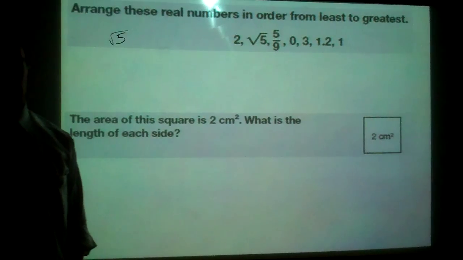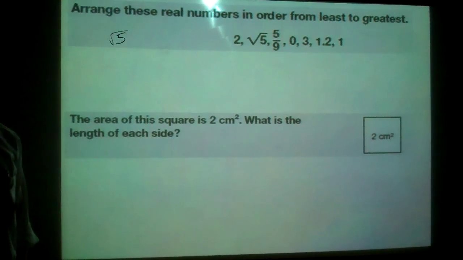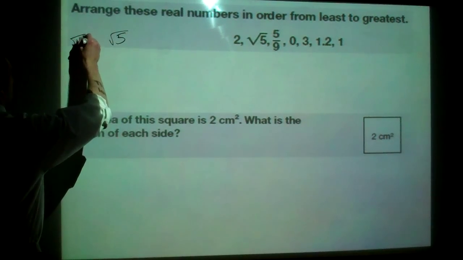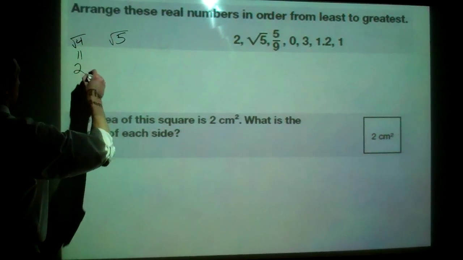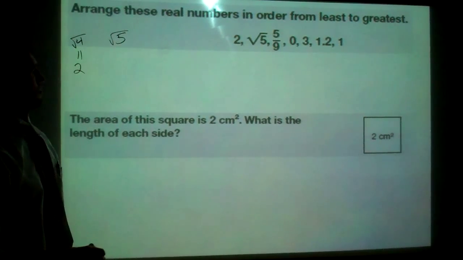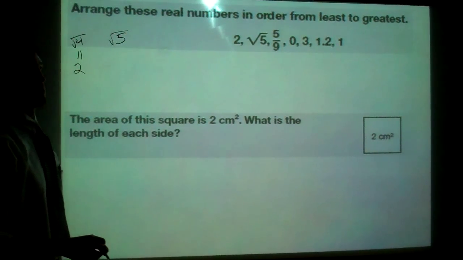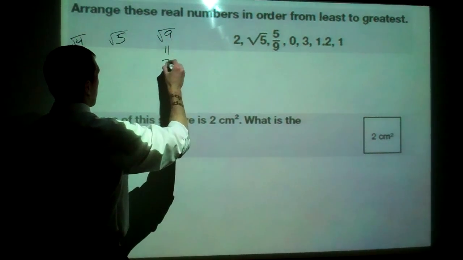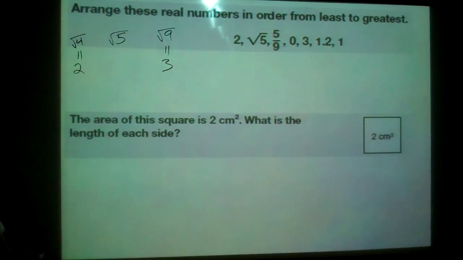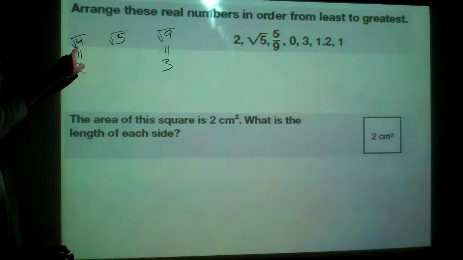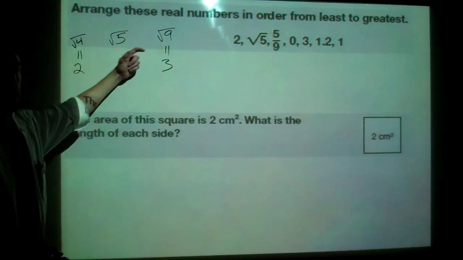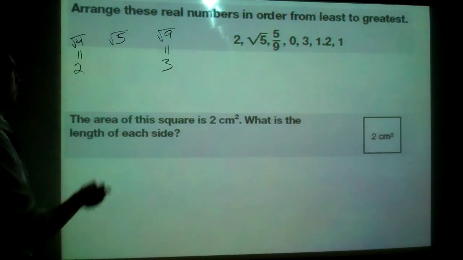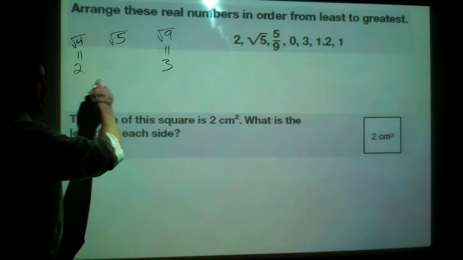Well, square root of 5, what are 2 numbers above and below it that we do know the square root of? Let's say square root of 4. We know that's 2. The next one that we know is the square root of 9. That's 3. So, square root of 4, square root of 9, I know that the square root of 5 has to be in between these 2. So I know that the square root of 5 is between 2 and 3.